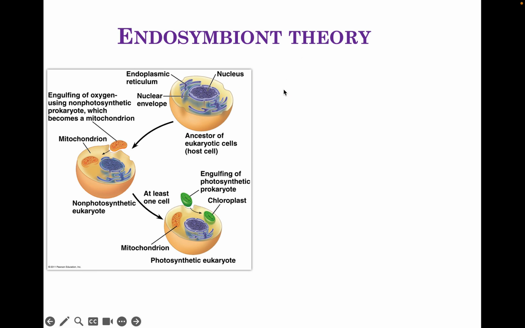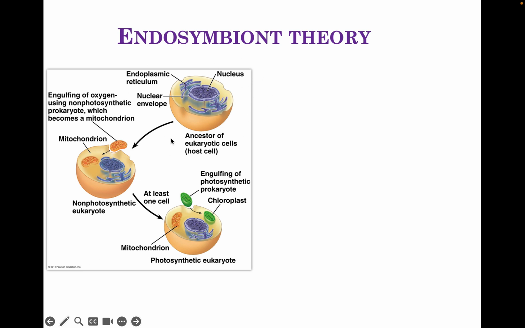Mitochondria and chloroplasts are unique among cellular structures in that they have two layers of membrane. There's an outer membrane and an inner membrane. And Lynn Margulis was wondering, well, how in the world could that happen? Why don't all the other membrane-bound organelles have two membranes? And this is what she came up with.